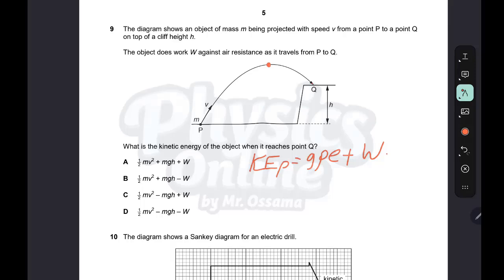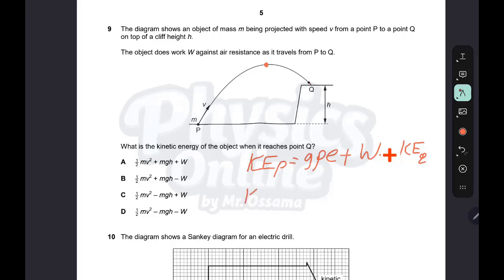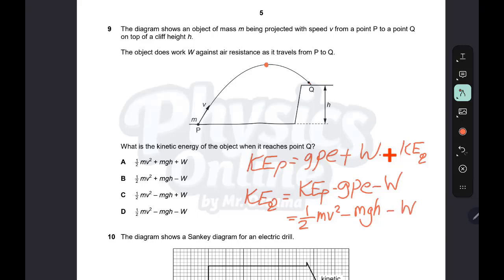So we need the kinetic energy at Q, which equals the kinetic energy at P minus the gravitational potential energy minus the work done. It equals half m v squared, minus the gravitational potential energy mgh, minus the work done. So the answer is D.